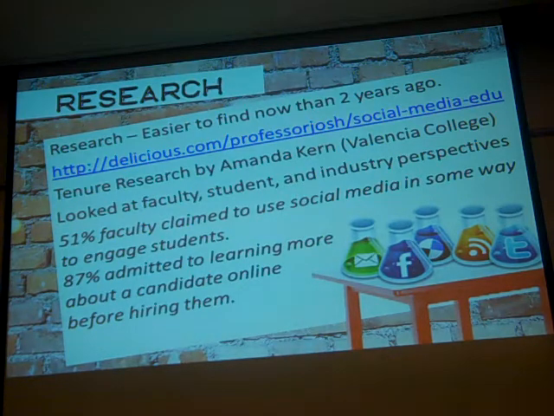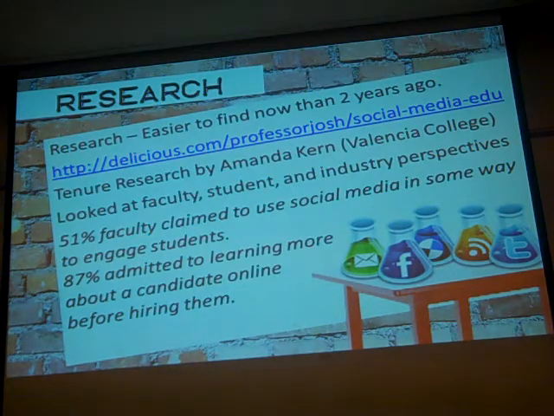She's also very passionate about it as well. But her findings were that half of the faculty that responded to her survey are using social media in some way. And that could be Facebook. A lot of them are using blogs to engage students and share with students and have students share with the other students for student-student interaction. And then 87% of the industry partners that she surveyed admitted that they researched their candidates online and looked for social media, let's say, tidbits about candidates before hiring them.